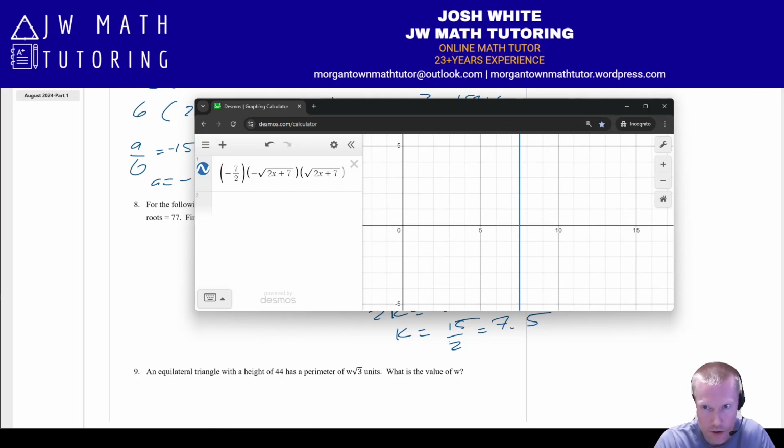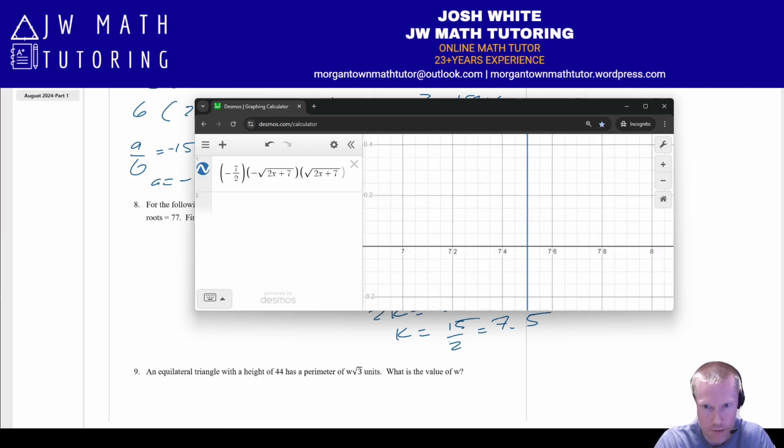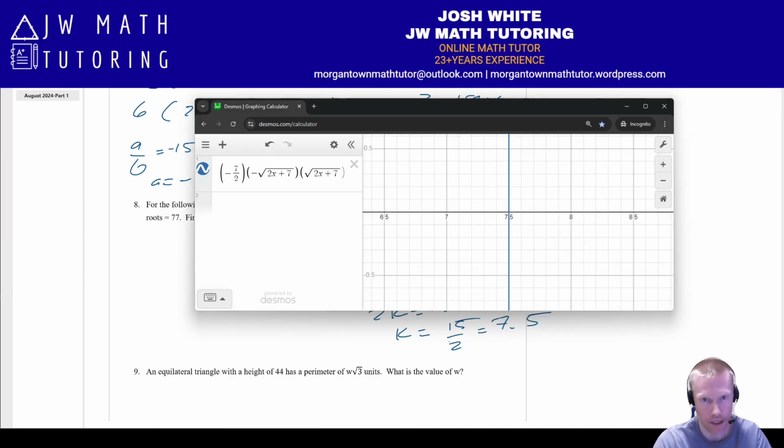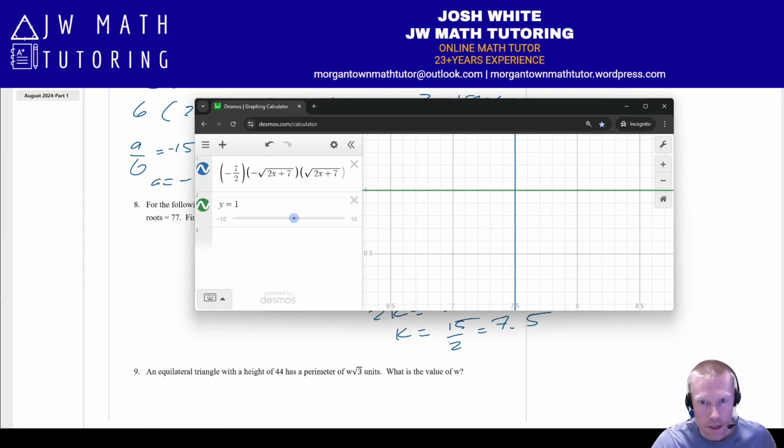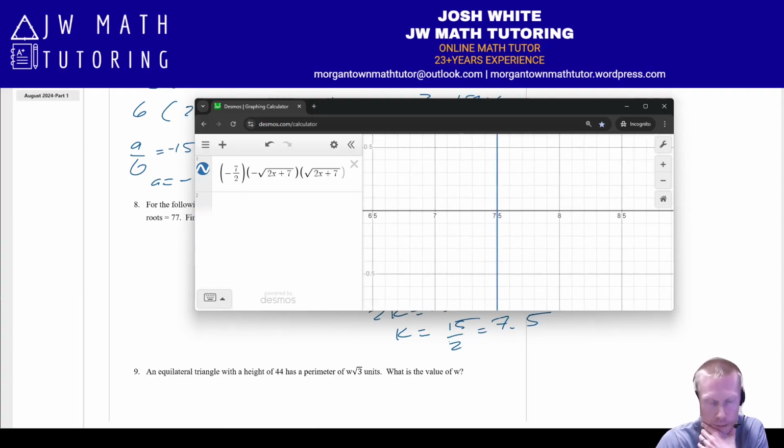Okay, it looks correct. I'm going to zoom in. It won't let you click on it, unfortunately, but you can see right there, it's directly on 7.5. If I graph a line, it won't let me click on the intersection point, unfortunately, but this just confirms that yes, the correct answer is 7.5.